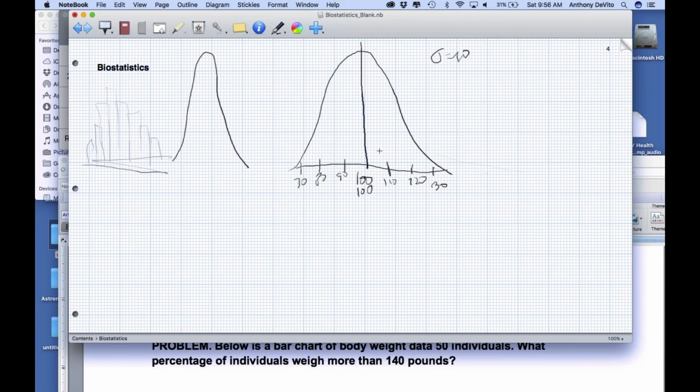So if I look at 110, the area of this distribution represents the percentage of people that have a value, maybe this is a blood pressure, above 110. If I put a dot here, everything to the right of that represents the percentage of people, which is lower now because it's unusually high, that have a blood pressure higher than 120.